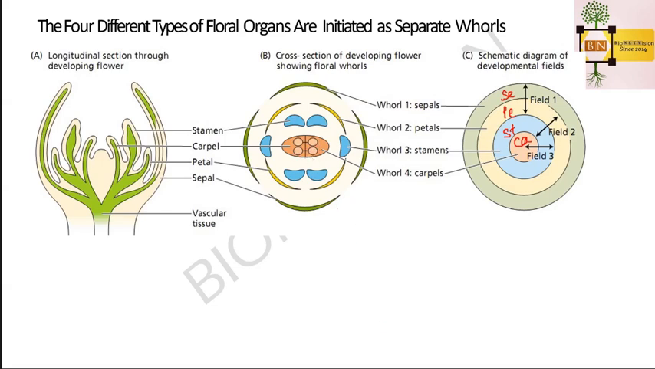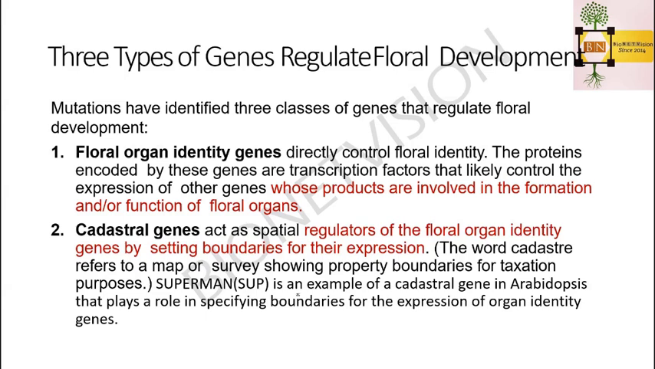Three types of genes are involved in floral development. These three genes are very important, please remember that. I'll show you examples of these three genes as well. Number one is the floral organ identity gene. This will control the floral organ identity. They are involved in the formation of floral organs.